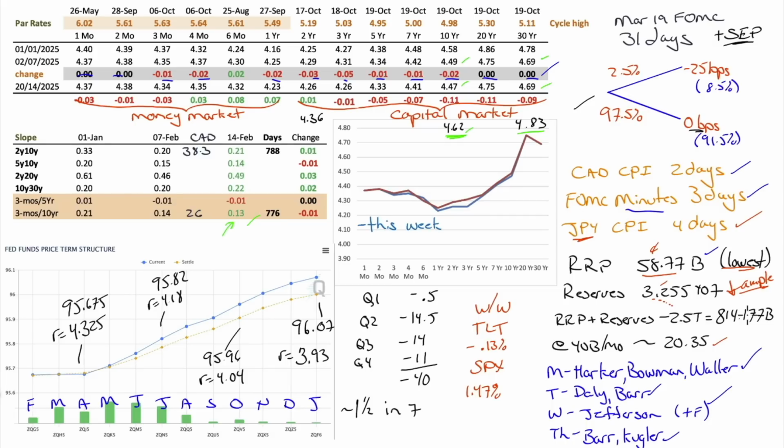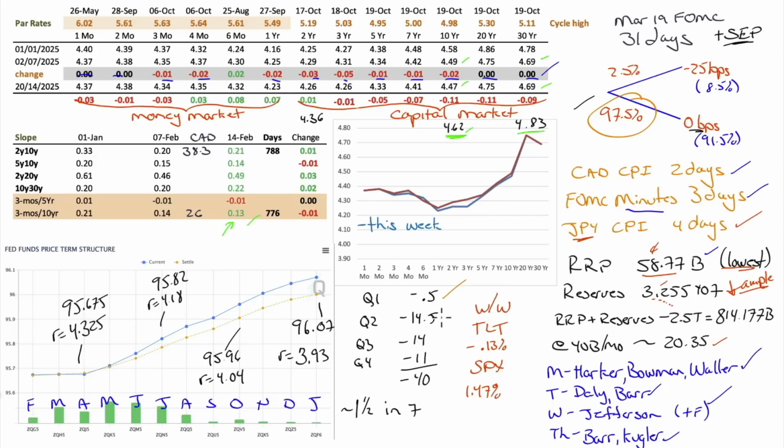Let's look at Fed funds futures. They had a big round trip over the course of the week as well. Q1 pricing in nothing, as we see up here. This is the last meeting in Q1, the March meeting. Pricing in nothing. We call it zero.